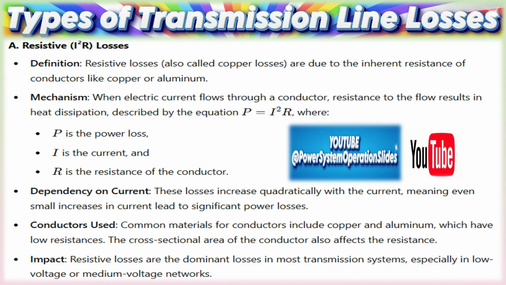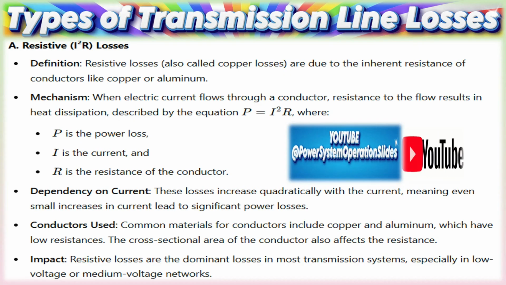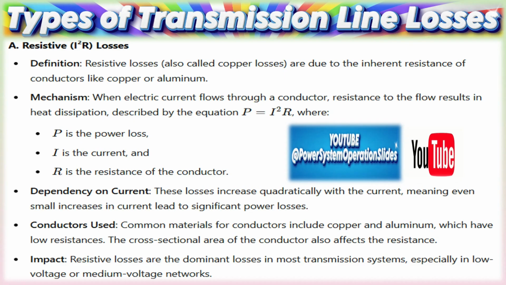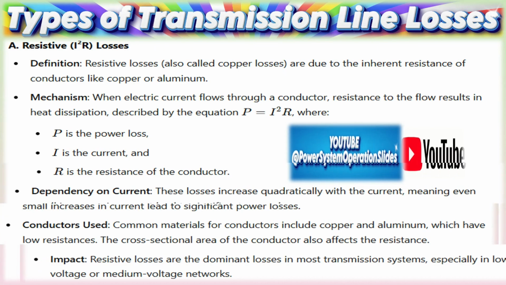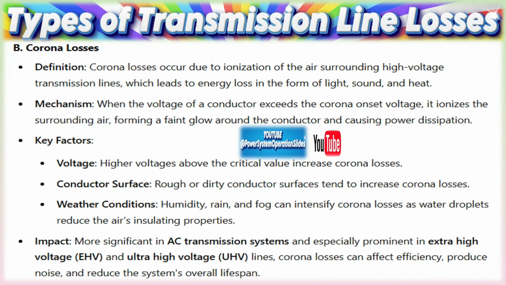Leakage current losses occur when some current escapes the transmission lines due to poor or degraded insulation. This can happen in high-voltage systems where faulty insulation allows current to leak into the air or ground, especially in aging infrastructure. These losses are typically small but can become more significant in humid or moist environments.